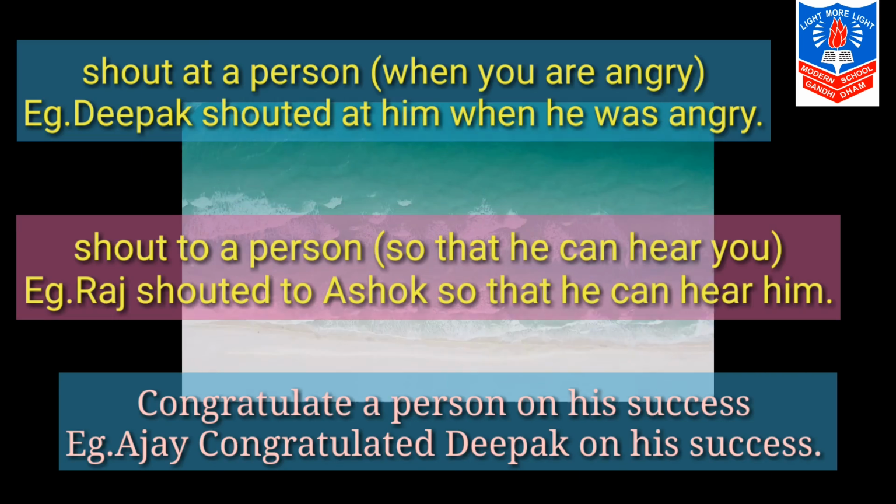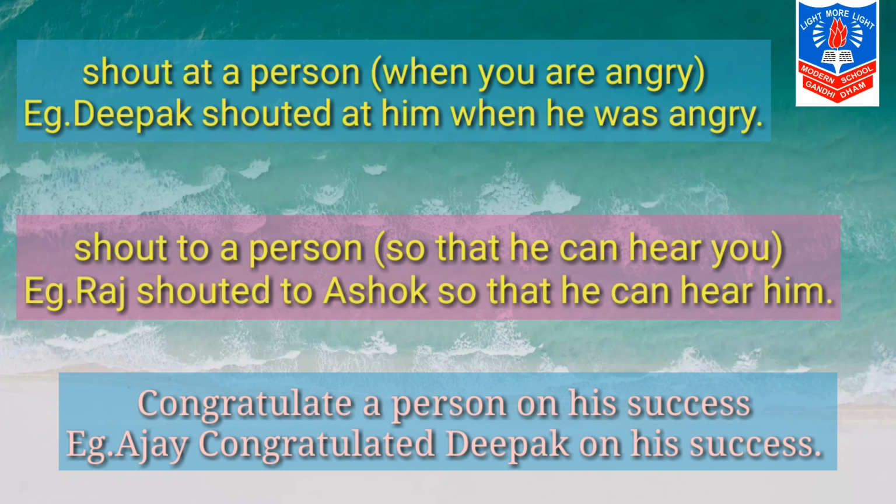The next sentence is shout at a person. In brackets it is given, when you are angry. So the example for this is, Deepak shouted at him when he was angry. The next example is shout to a person. In brackets it is given, so that he can hear you. So the example for this is, Raj shouted to Ashok so that he could hear him.